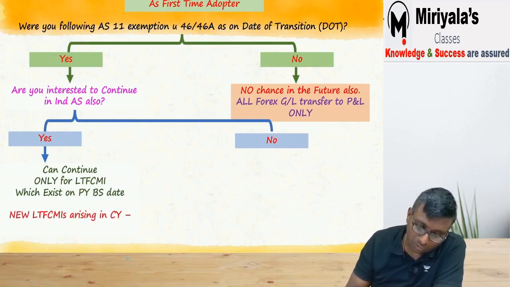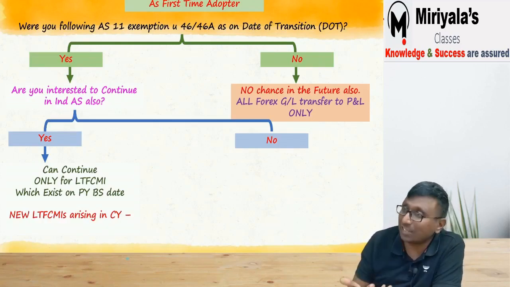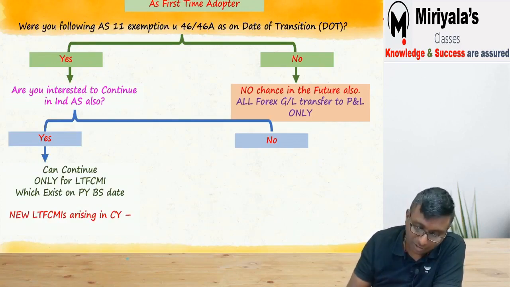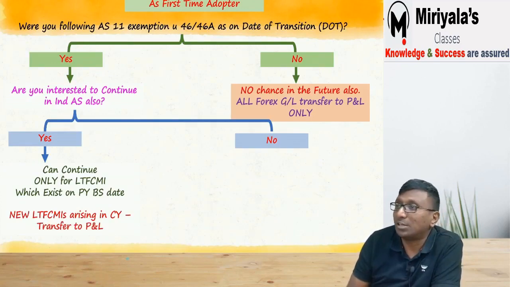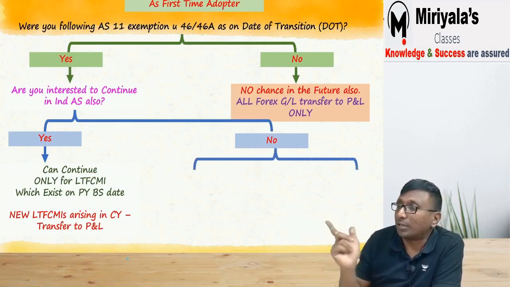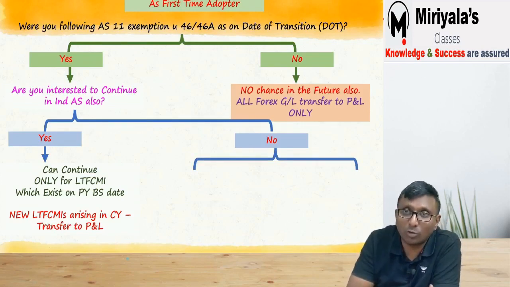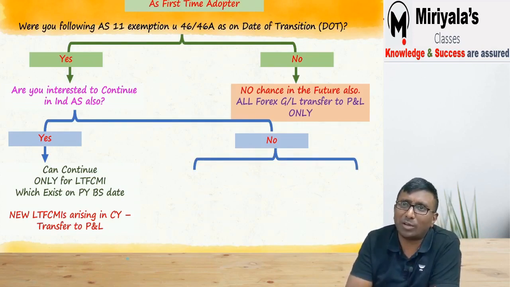Okay, right. Suppose any new LTFCMIs arise in the current year, that is what I told you. Any new loan taken in the 22-23 financial year, sorry my dear, you don't have a chance of following it. It should be charged to the profit and loss account. Right, again. Sir, I want to correct. Do you want to continue? No, I don't want to continue.